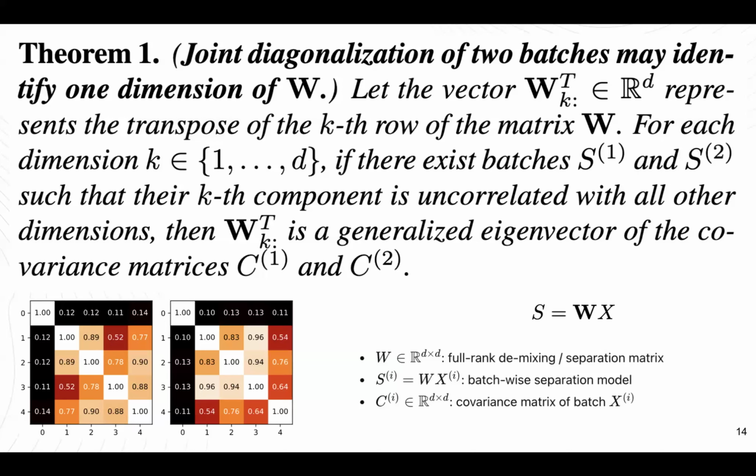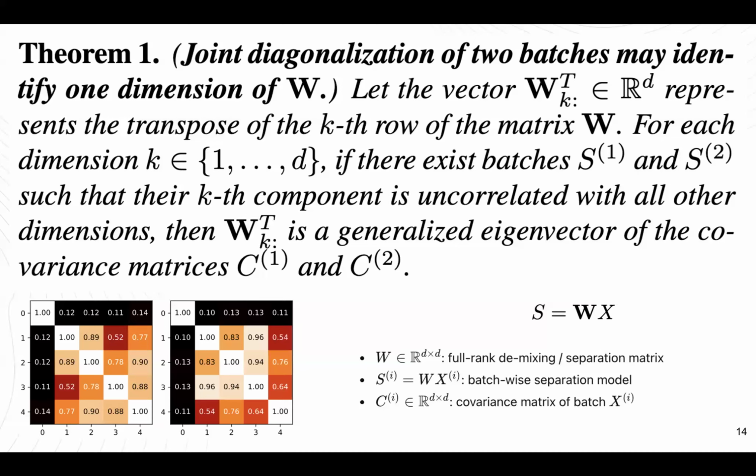For each dimension, if there exist batches, then there exists a generalized eigenvector. That's the statement, it's formal enough. But you need someone to help make it look good. Yes, Mike can help you. I'm a professional math poser. I can help you figure out how to make the pose.